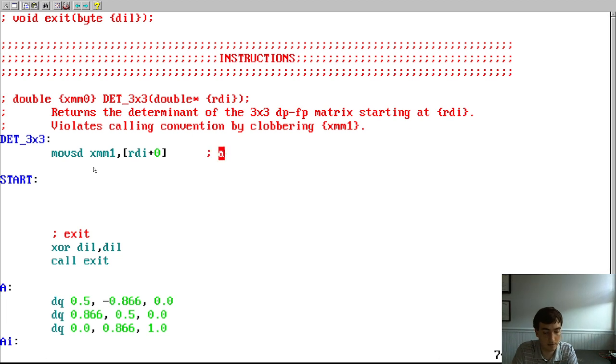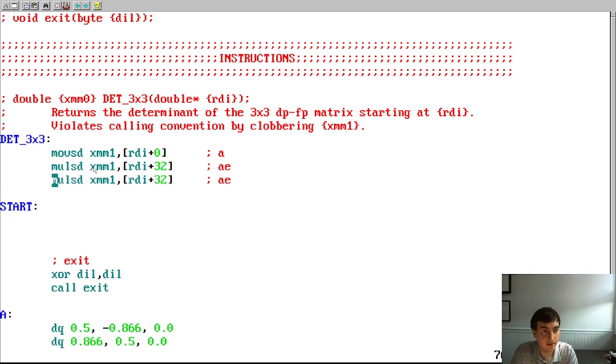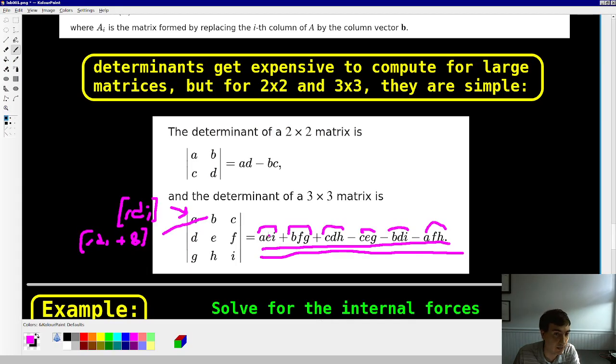That's A. Then we will multiply against A. The next value in that term, I believe, was E. So AE. And E is offset by 32. Then we're multiplying that by, it was I. Let me show you before I get too far here. So basically, I was just taking the offset of element A, element E, and element I from the address in register RDI, which we're passing into this function, to basically compute the multiplication of this term here.